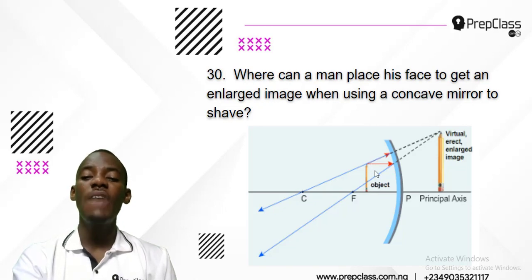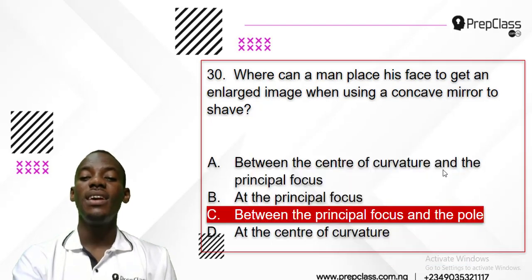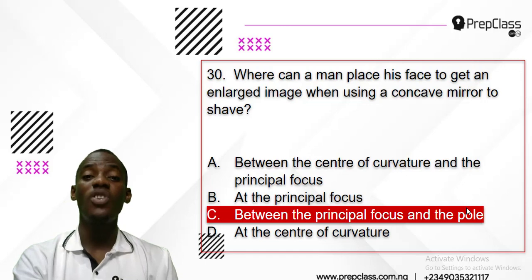And that is the place. If you have placed it at the back of C, you get a diminished image. But if it is between F and the mirror, you will get a bigger image, and that is where the pencil should be placed for you to get a bigger image. And that is the answer for number 30. It has to be between the principal focus and the pole.